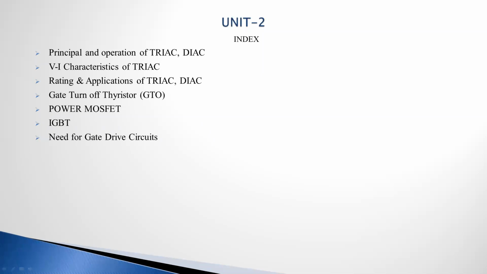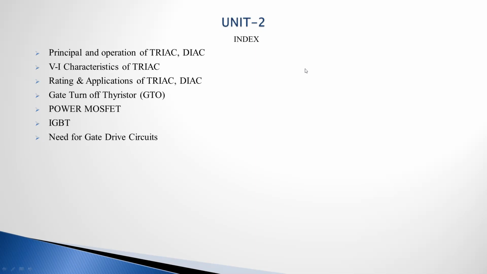In the first unit, what have we seen? We have seen the introduction of power electronics and thyristor operation and its characteristics, static characteristics and dynamic characteristics, and turn-on methods, triggering techniques and commutation techniques of SCR or thyristor. Is it clear? All these things we have seen in the first unit.